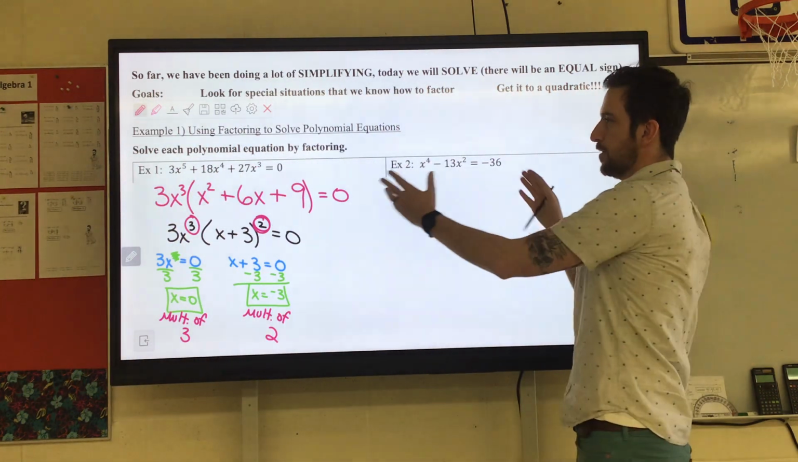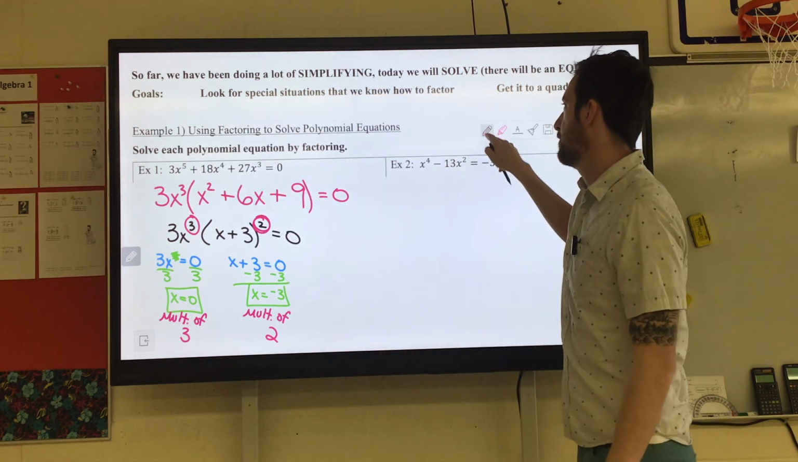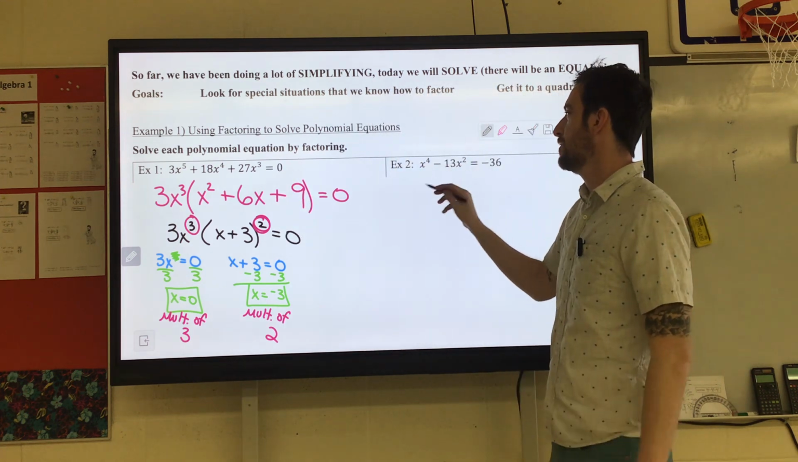So here we go. We're going to solve by factoring. When you're doing that, you've got to have it equal to 0, because then we can use the zero product property rule. So we're going to add the 36 to the other side.